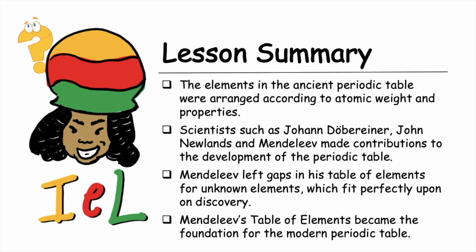We have covered quite a bit in this lesson, so let us summarize the important points. First, the elements in the ancient periodic table were arranged according to atomic weight and properties. Scientists such as Johann Döbereiner, John Newlands, and Mendeleev made contributions to the development of the periodic table. Mendeleev left gaps in his table of elements for unknown elements, which fit perfectly upon discovery. Mendeleev's table of elements became the foundation for the modern periodic table.